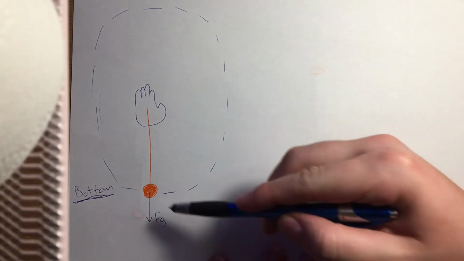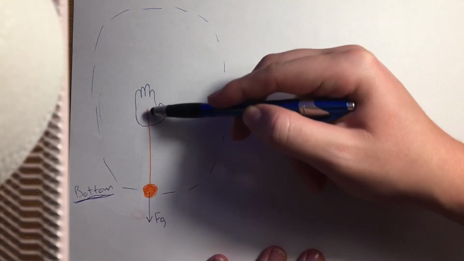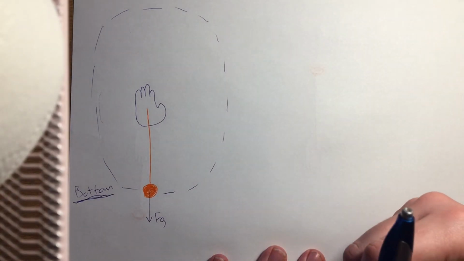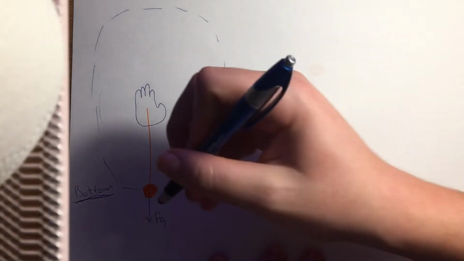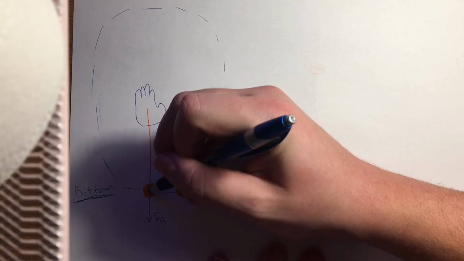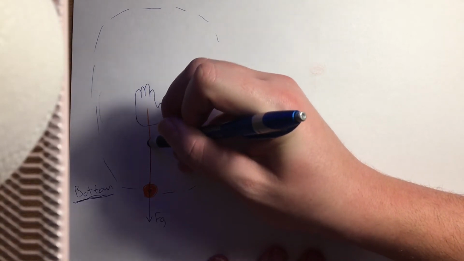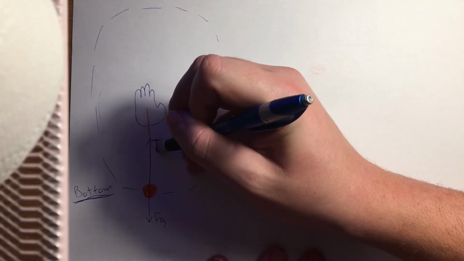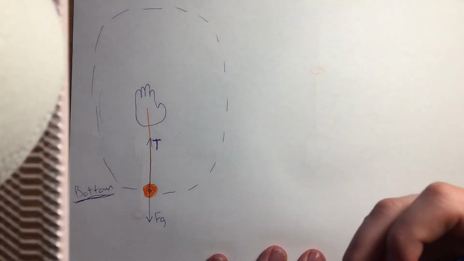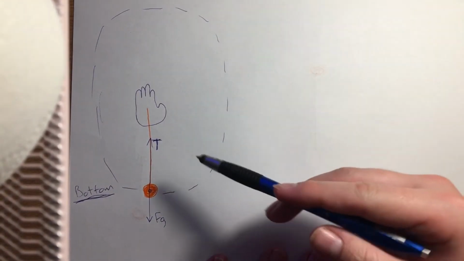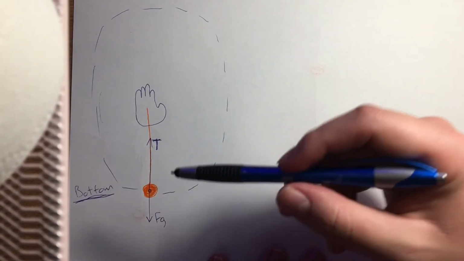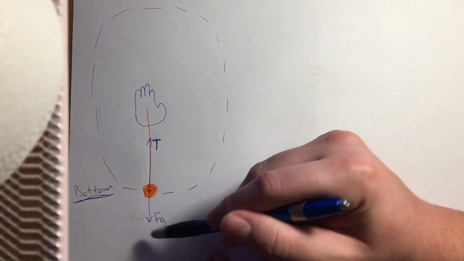In order to accelerate towards the center of the circle, and at this moment that would be up, force tension would have to be bigger than force gravity. It would have to overcome force gravity. It would win that battle and pull it up. So this would be the force tension right there, and I'll just say T for tension. So because we're accelerating towards the center of the circle, the net force has to be towards the center of the circle. So tension must be bigger than gravity here.